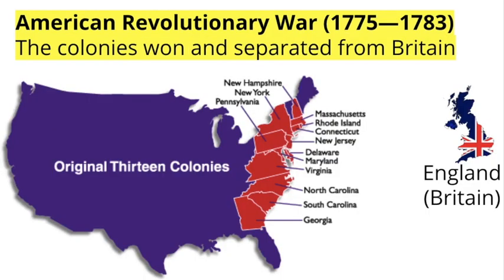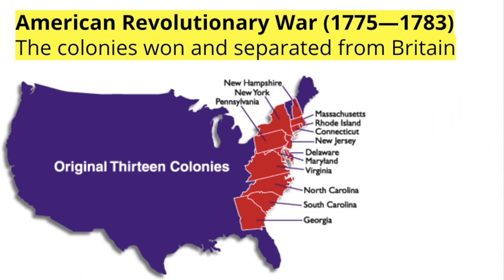When the Declaration of Independence was written in 1776, the Revolutionary War had already broken out between England and the colonies, but not everyone in the colonies had chosen a side yet. 6 years later, in 1783, the colonies won and separated from England. This is when the United States was established.